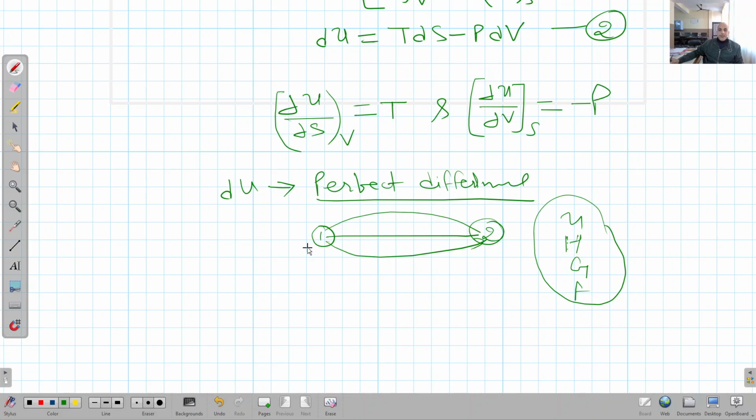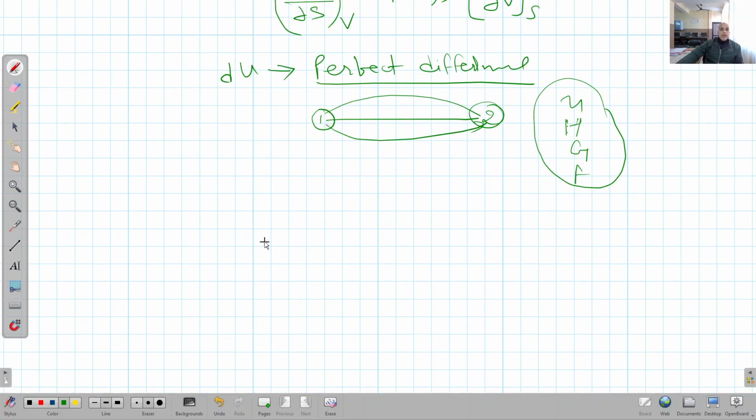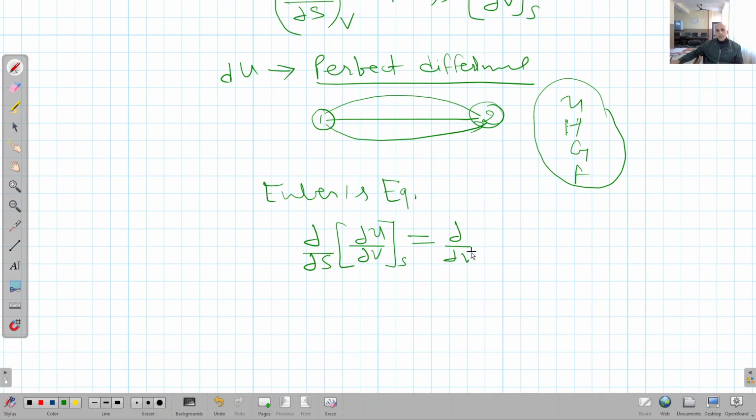So if dU is an exact differential, then it must obey Euler's equation, right? Euler's equation is: curly upon curly S into curly U upon curly V at constant S should be equal to curly upon curly V into curly U upon curly S at constant V, right? This is the condition of Euler's equation. If a function is a perfect differential, exact differential, or a state function, then it must satisfy this, right?